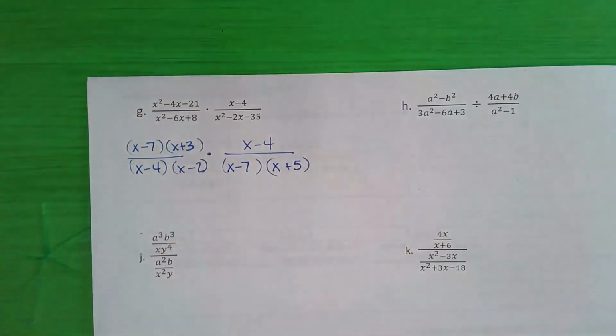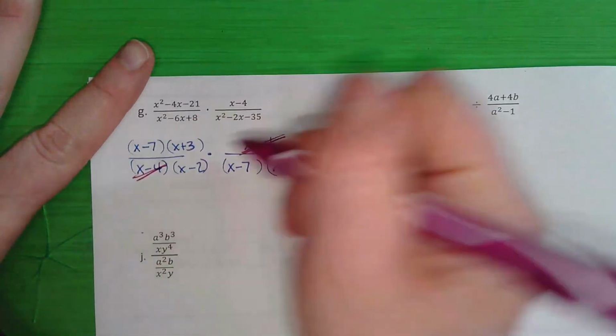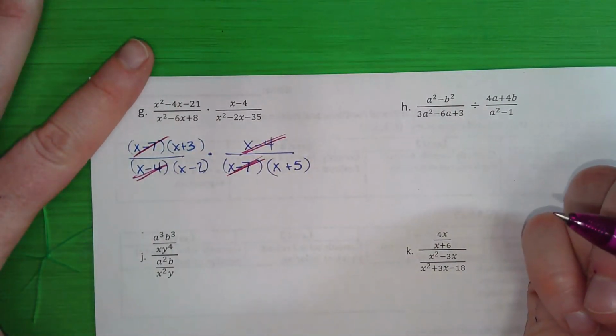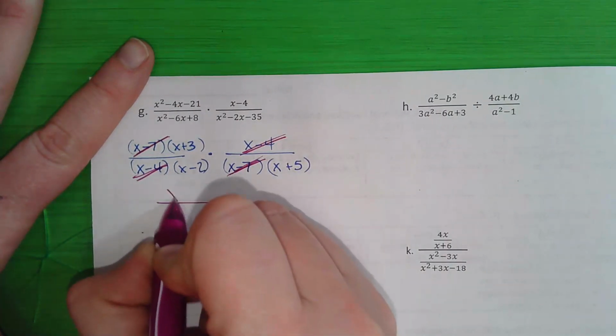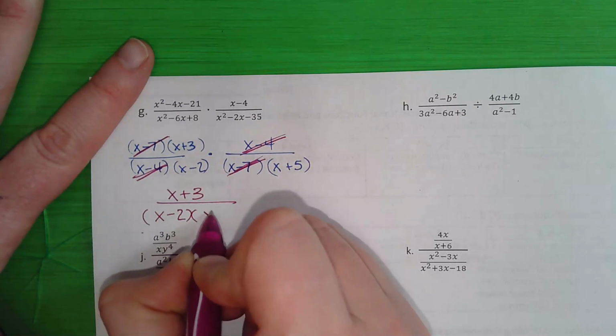So from here, I'm going to cancel out like terms or values that are the same. It's not necessarily like terms, it's common binomials. So that's going to cancel with that. This is going to cancel with this. And whatever I'm left over with, I'm going to write down. So I have x plus 3. And on the bottom I have x minus 2 and x plus 5.